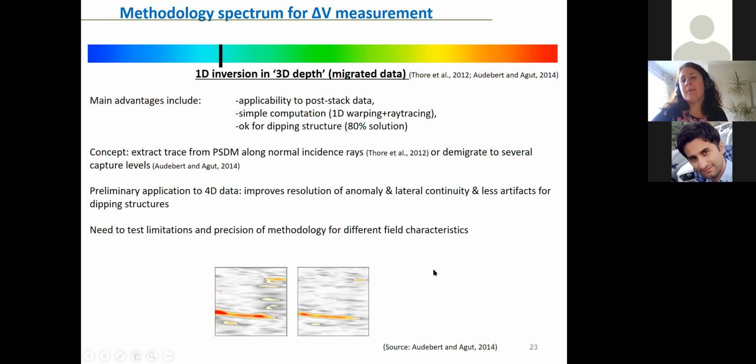But again, I didn't see much progress into other field characteristics and other complexities of geology. And just to say, this way of measuring time shift perpendicular to dip, in Thor's approach, they did ray tracing and used normal incidence rays, whereas for Otterber and Agud, they had this method of demigrating to several capture layers and estimating the time shifts perpendicular to dip.